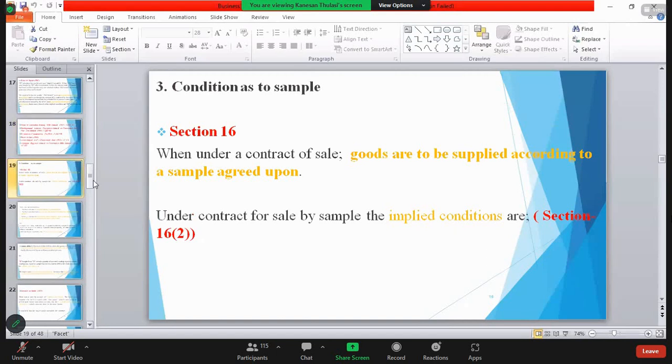Okay, then the third implied condition is condition as to sample. The third implied condition is condition as to sample. What is condition as to sample?